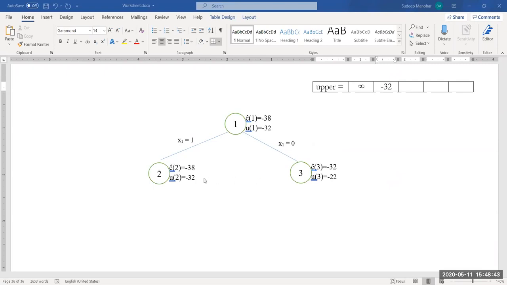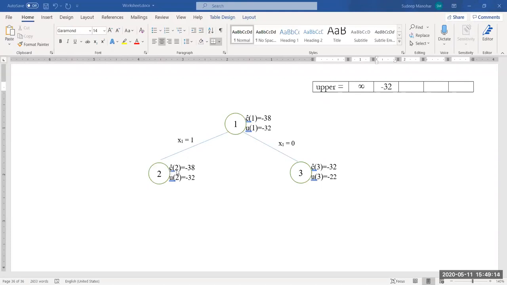Now we have to compare the U value with the upper. Out of node number 2 and 3, which node has the lesser U value? Minus 32 and minus 22. So minus 32 is lesser. Compare this U of 2 with upper. Whether U of 2 is lesser than upper: minus 32 is lesser than minus 32? No, it is not true. Therefore, move to the next condition.